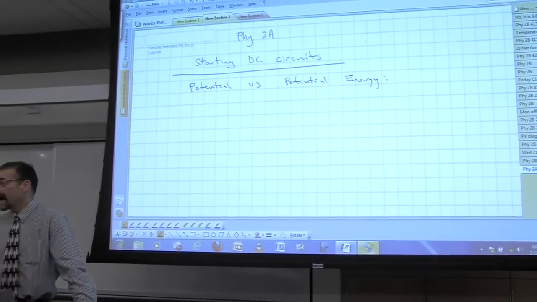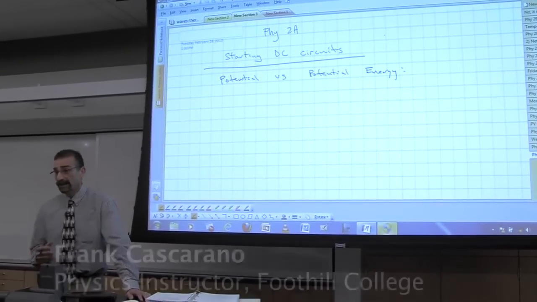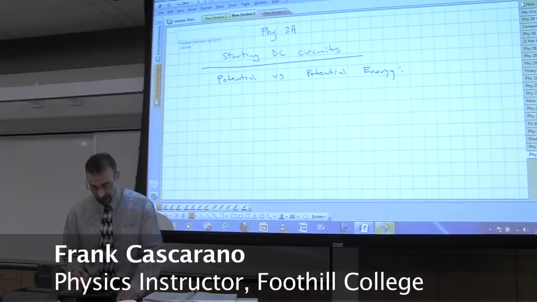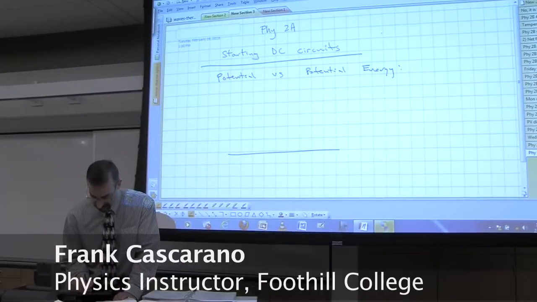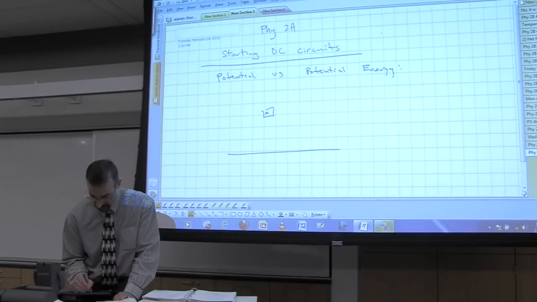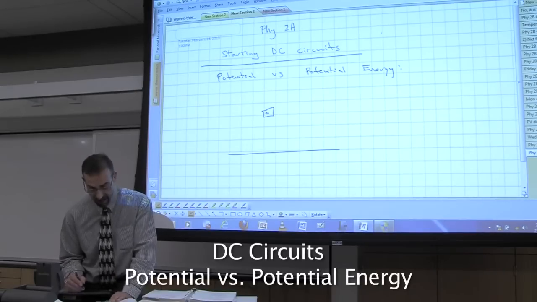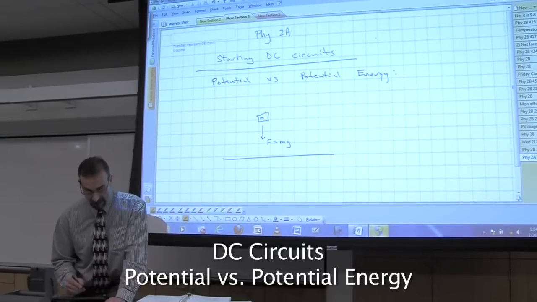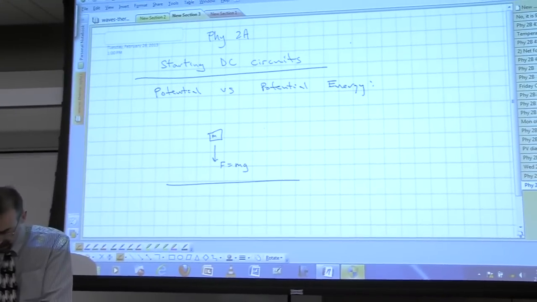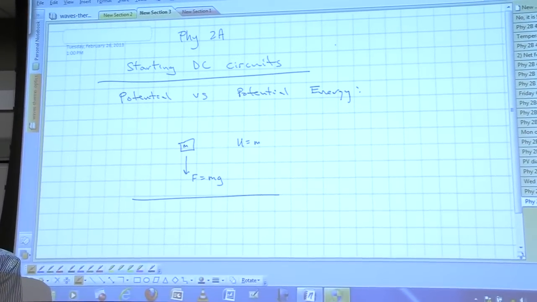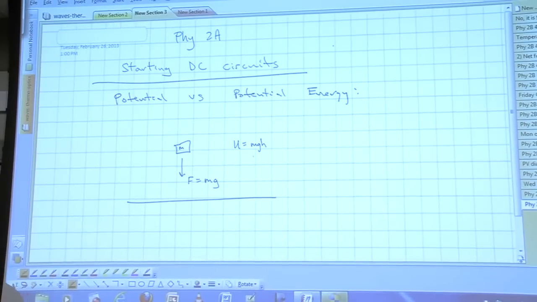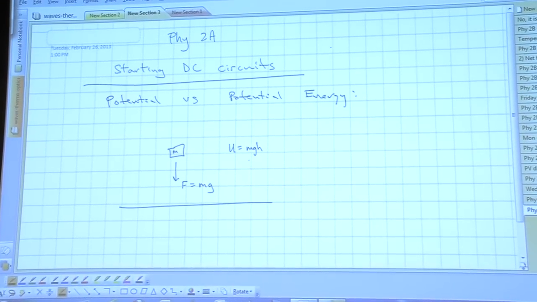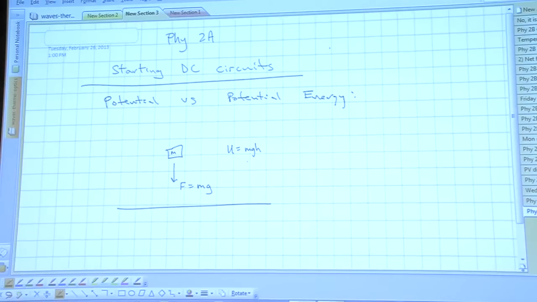With gravity, we didn't have potential. We only had potential energy. You lift something up in a gravitational field, and we said it has some potential energy, right? There's a force that acts on it. And we say it has some potential energy due to its location in that gravitational field.